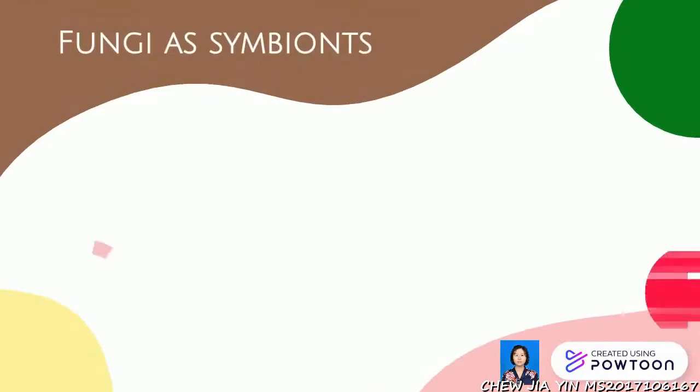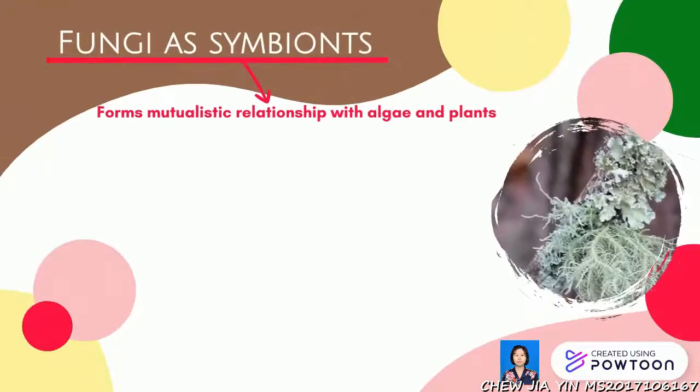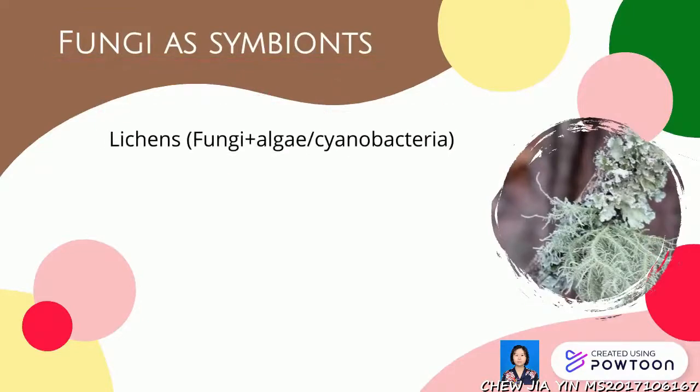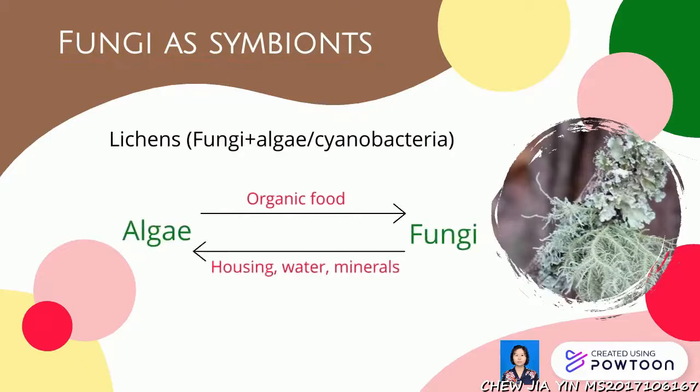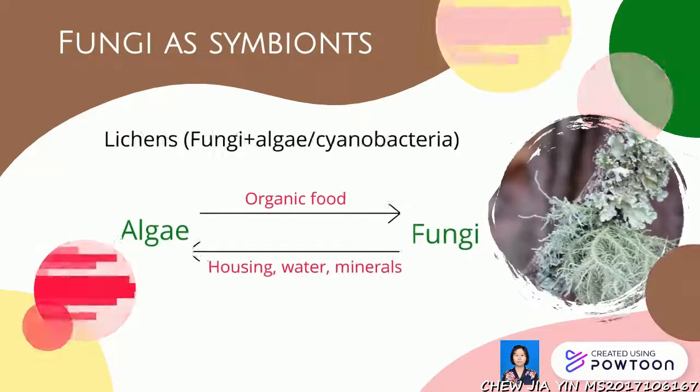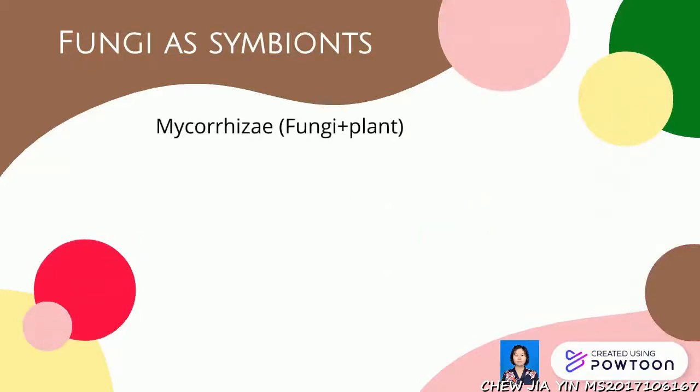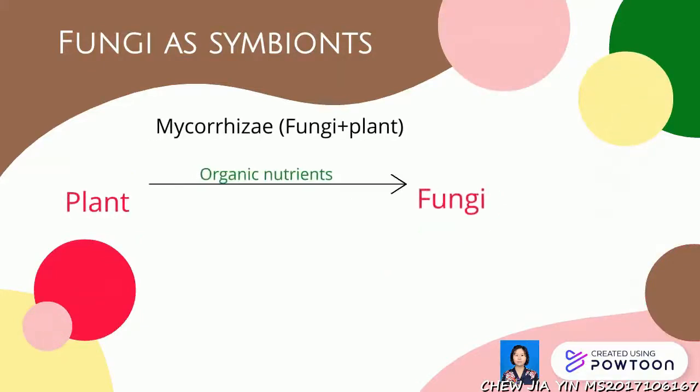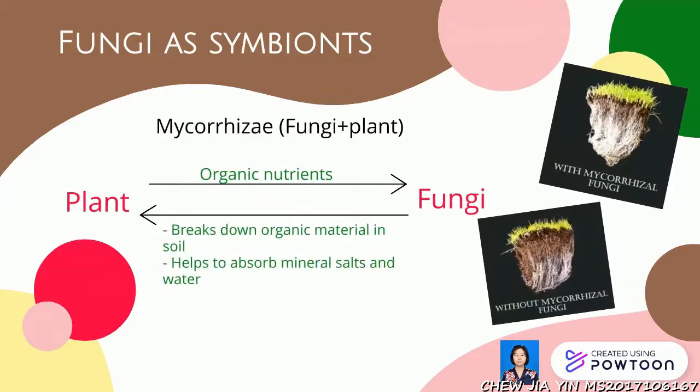Fungi in the phylum Ascomycota mostly are symbionts that form mutualistic relationships with algae and plants. Fungi form lichens with algae, in which the algae photosynthesize and provide organic food to the fungus in exchange for housing, water, and minerals. Fungi also team up with plants at the plant's root to form mycorrhizae. The fungus breaks down organic material in the soil and helps to absorb minerals, salts, and water and transfer them to the plants in return for organic nutrients from the plant.